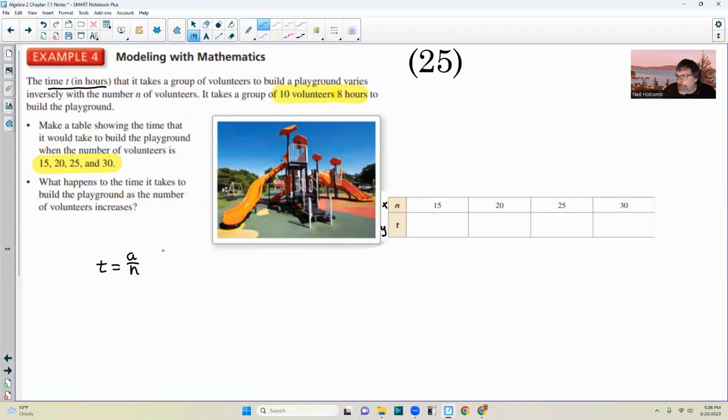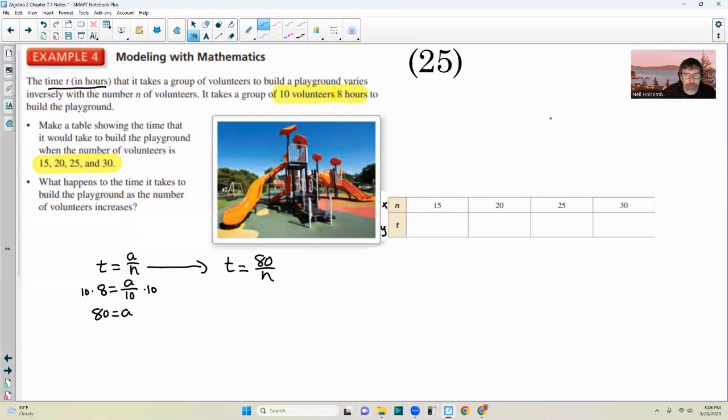All right, so I'm going to take my given 8 hours as time, so that's 8 equals a over the number of volunteers, which was 10. And I'm going to solve for a, just like we did in the last problem, multiply both sides by 10, and 80 equals a. So I found my a with that one value of time and number of volunteers. Now I know a is 80, so I'm going to write t equals 80 over n. And it's that simple. Then I'm going to substitute in 15.